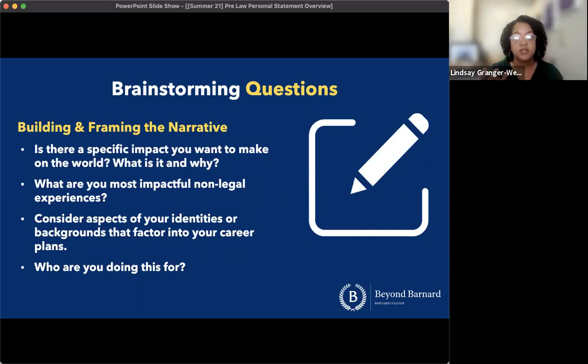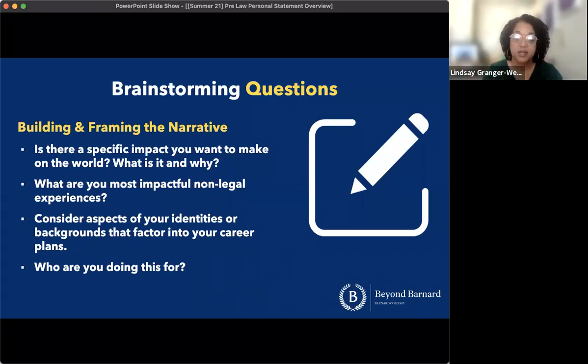Next, this bucket is really building the framing and framing out the narrative, making sure that they still understand you in relation to the important law part. So, thinking about the specific impact you may want to make. This could relate to law in the sense of, if you're really interested in helping unhoused populations, why do you think that law would be the right avenue for this? What's the context there? What's the background there? Even non-legal experiences, because you can pull through some threads and see if there are any overlaps between those and some of the legal experiences that you may have had.